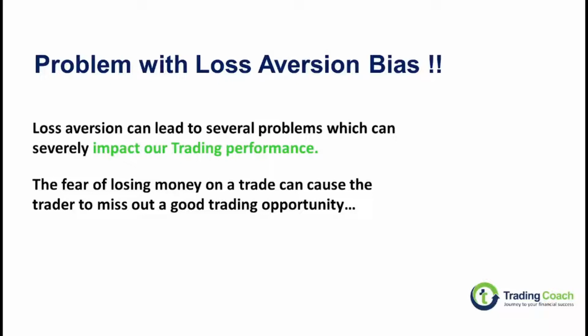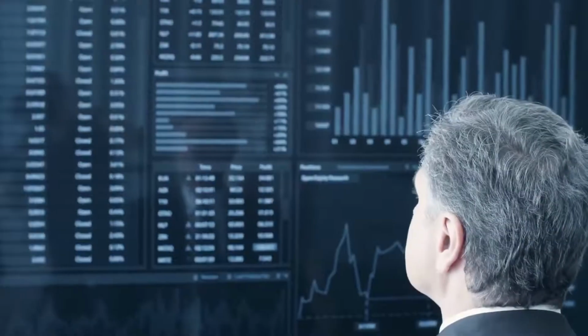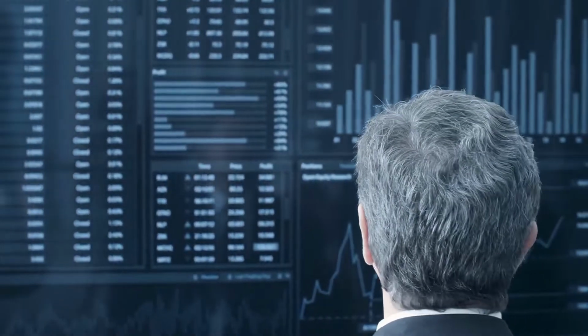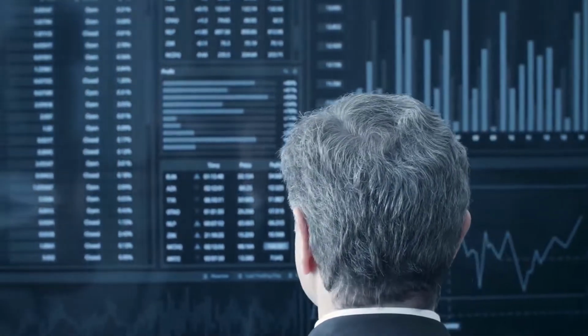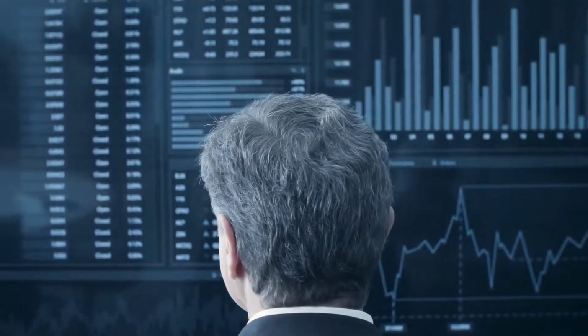When we talk about loss aversion bias, it can create several problems. It can severely impact our trading performance. One of the important problems is that we always have this fear of losing money. Whenever we find a trading opportunity, people with high loss aversion bias, people with an extreme emotional response to loss, always have this fear of losing money on a trade. They think that whenever they take a trade, they are going to lose capital, so they never take that particular trade. They miss out on the opportunity because of the loss aversion bias.